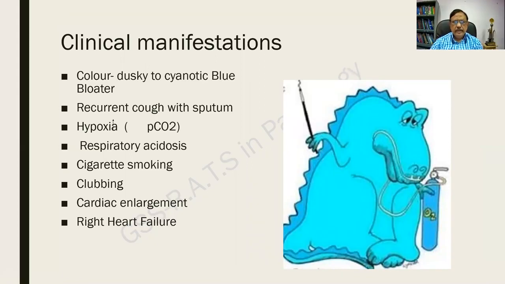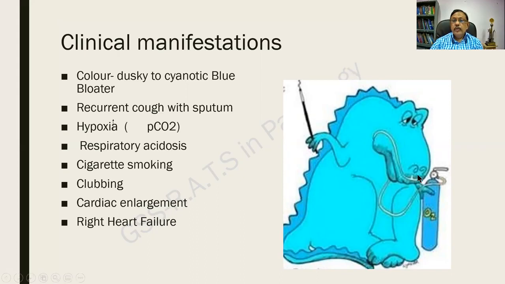What are the manifestations of this particular disease? The clinical manifestations. It is more of a clinical disease rather than a pathological one. You find that the patient is cyanotic and he has a bluish hue. Hue means color. And as a result of which he is called a blue bloater. There is a recurrent cough with expectoration. And there is a retention of carbon dioxide due to which oxygen therapy might be needed. Respiratory acidosis is a complication. And as mentioned earlier, it is associated with cigarette smoking. Clubbing of the fingers might be present. And if it is not treated, the patient can go in for a cardiac enlargement and a right heart failure.